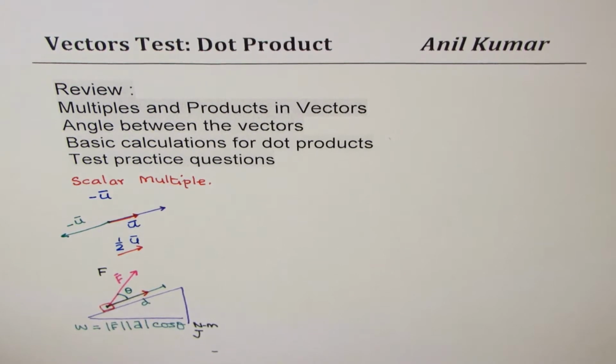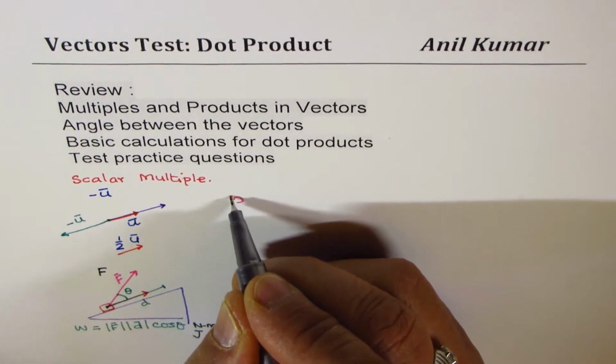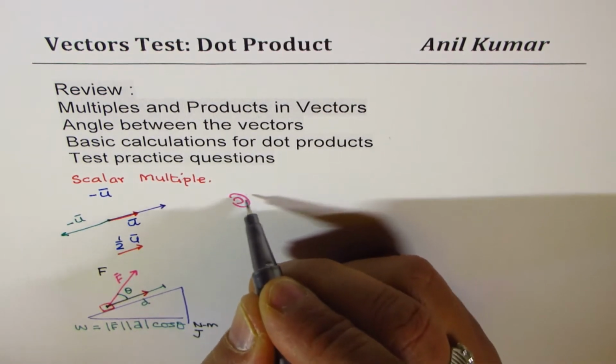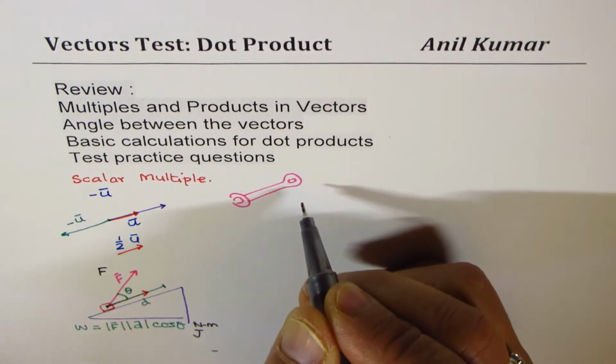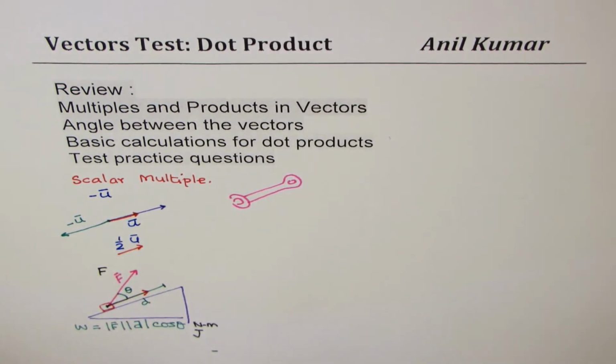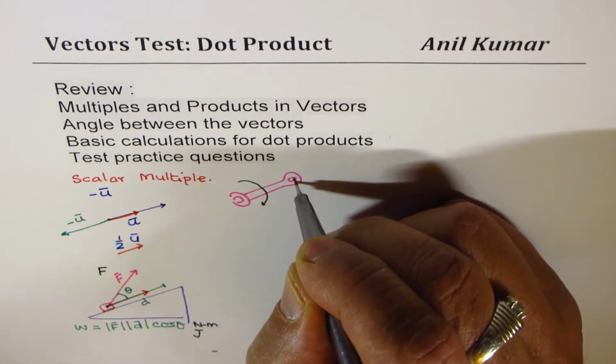On the other hand, we also saw an example, which is, let's say, here is a wrench. Let's say we are applying a force on this wrench. The force applied is such that we want to move it like this, correct? So the force applied is right here.